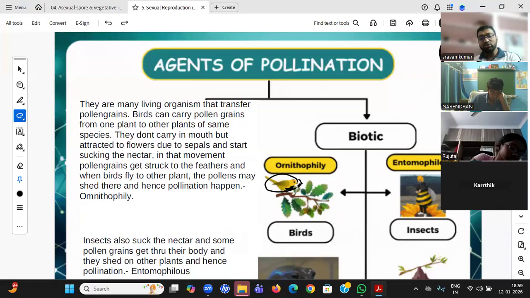Study of birds is nothing but ornithology. That's the reason he is giving the word ornithophily. The birds are helping. Phily means loving, helping. The birds are helping the movement of the pollen grain. So ornithophily.